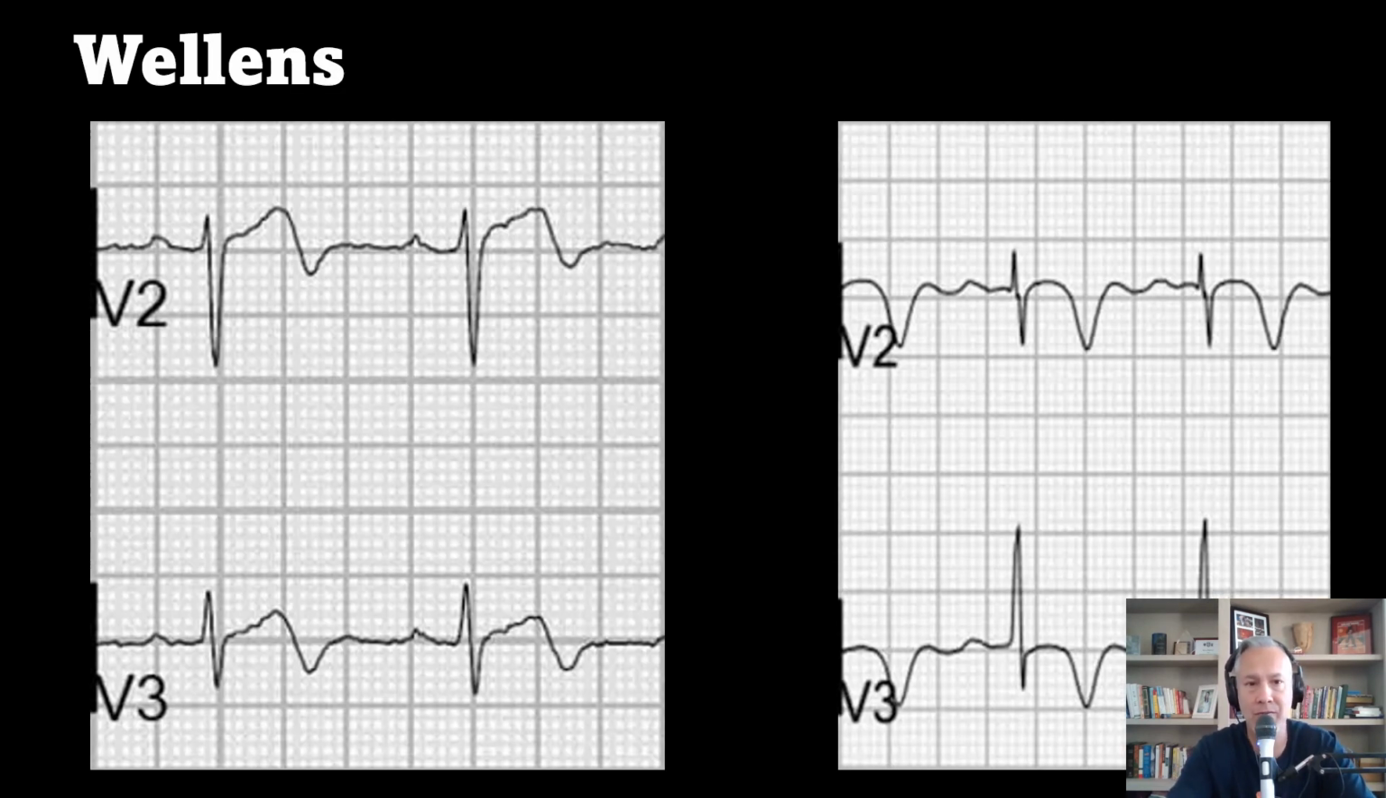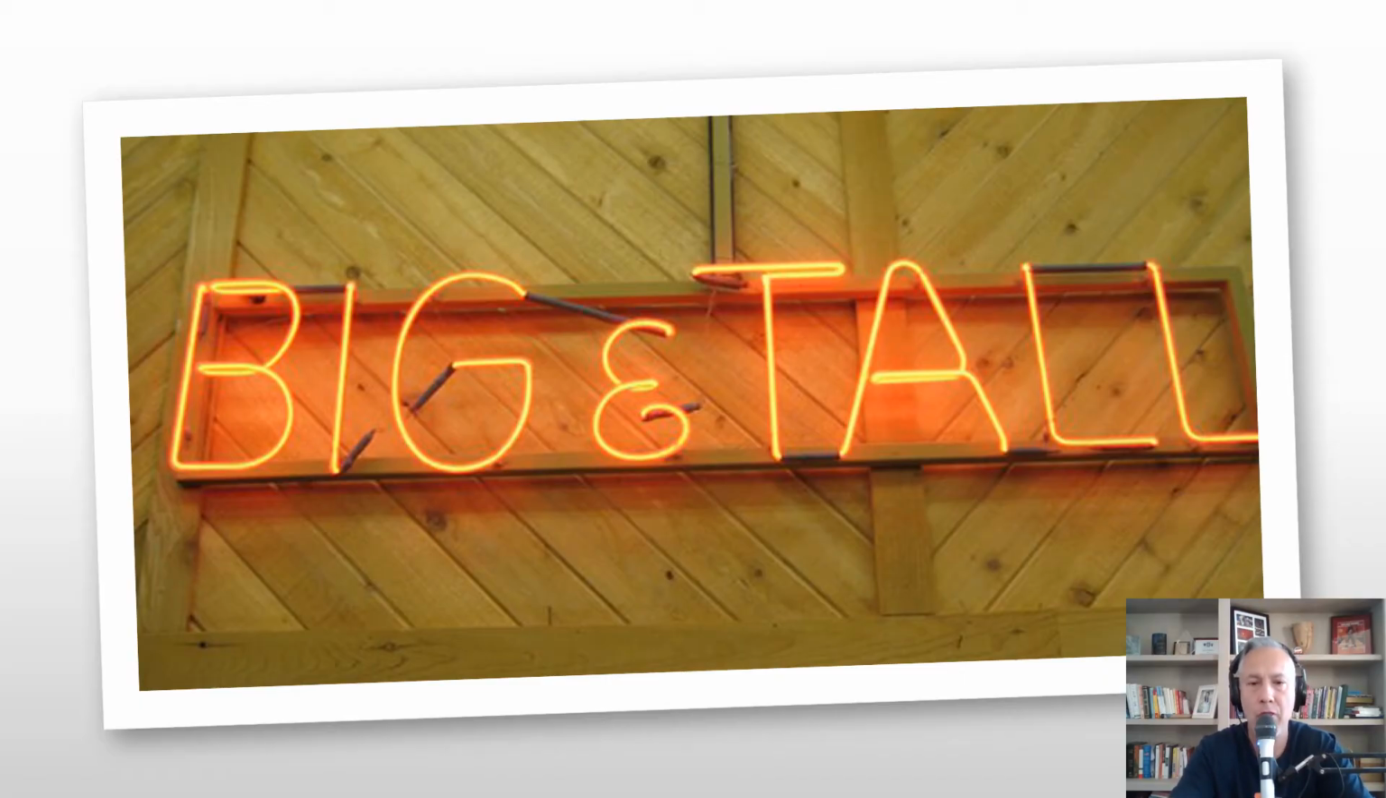Here are the T waves of Wellens syndrome, right? V2 and V3. Now there's 2 types of Wellens. There's a Wellens A and a Wellens B. The illustration on the left is Wellens A. So you have this up-down pattern of T wave inversion, whereas Wellens B will have these symmetrically inverted T waves. And they're usually isolated to V2, V3, and V4. All right, those are T wave inversions.